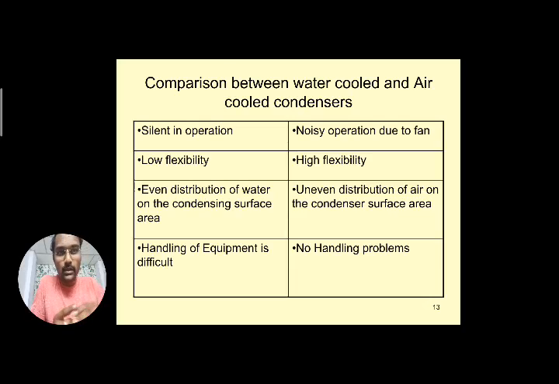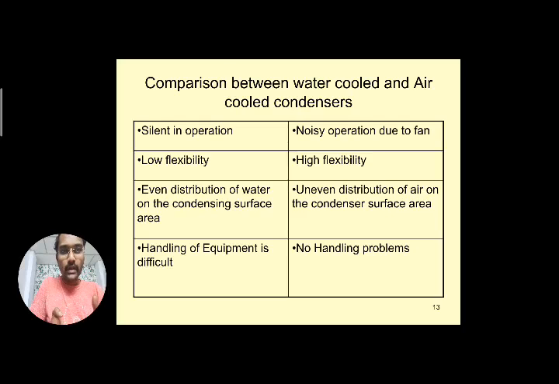Next, the third point: even distribution of water on the condensing surface area. As already told, due to its density being higher compared to air, even distribution of water on the condensing surface area will take place. So it may contact each and every point there, so more cooling effect and more heat transfer will take place. Whereas here, there is uneven distribution of air on the condensing surface area, so sometimes the air may contact some points and may not contact other points. Like that, it will happen in the air cooled condenser.